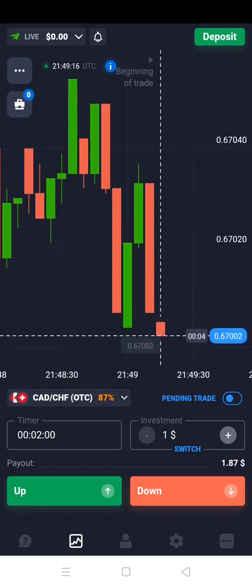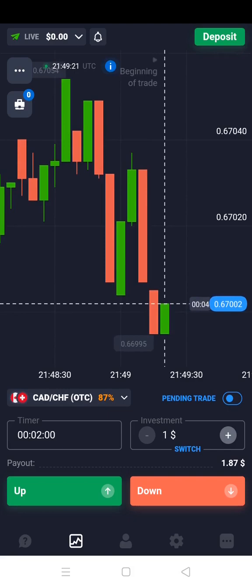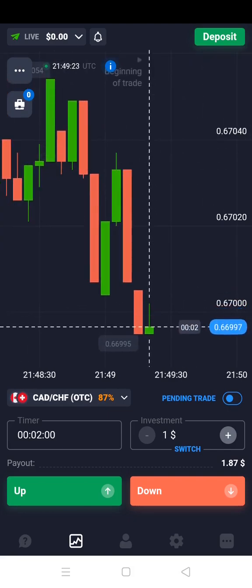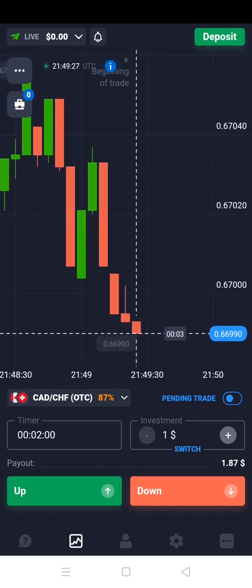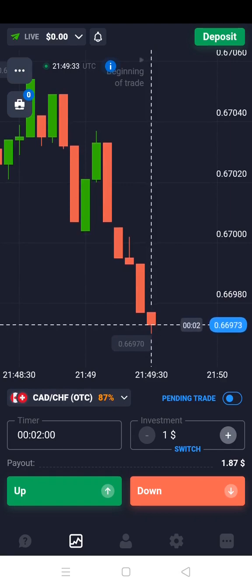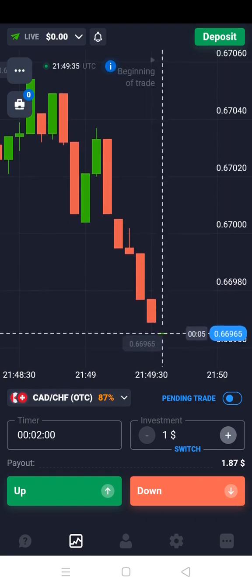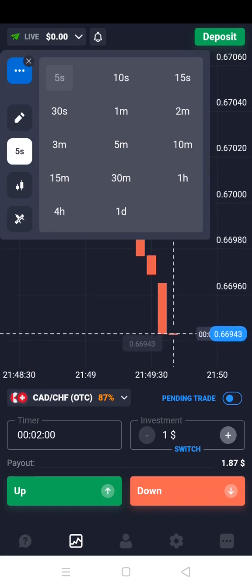And what this means is that each individual candlestick that you are seeing here, remember this is called candlesticks, represents 5 seconds, and that's why you can see this timer here. It starts reading from 5 seconds, so it counts down from 5 seconds to 0. So if we go back to this place now, I will choose, let's say 15 seconds.